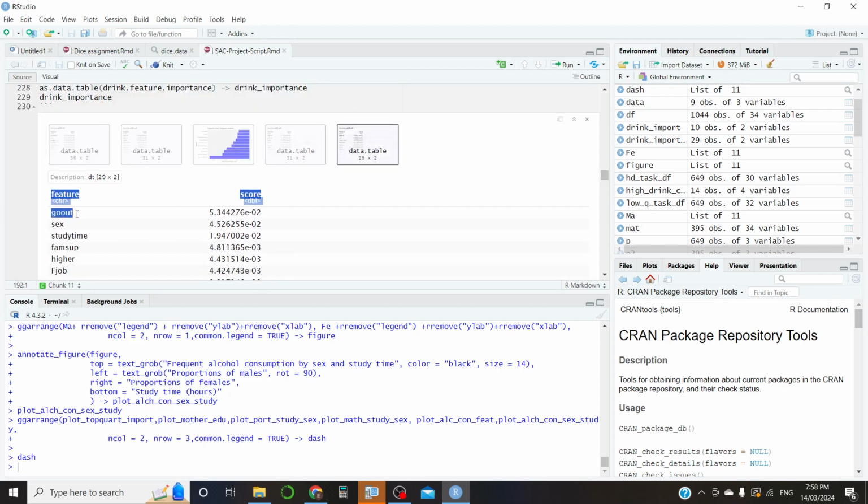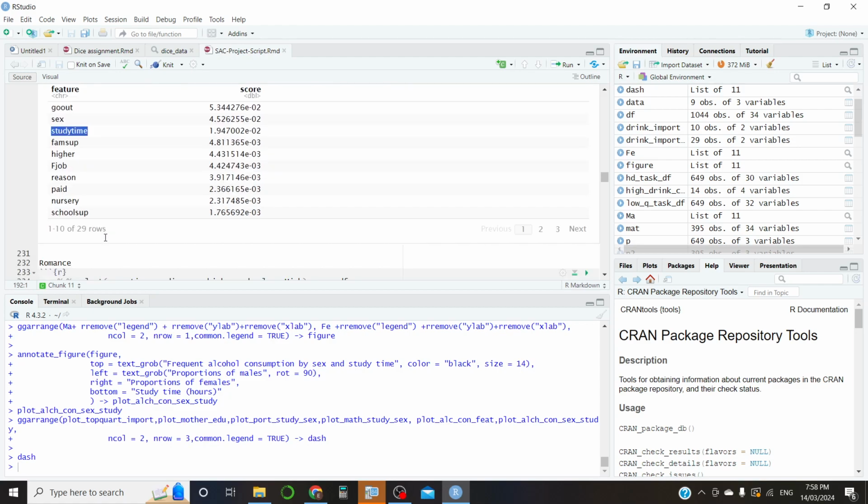Yeah, that's the one about alcohol consumption. So frequent drinkers had the likeliness of going out with friends. There was a massive gender disparity. The boys were drinking far more than the girls. Study time was another feature that was important in that one.